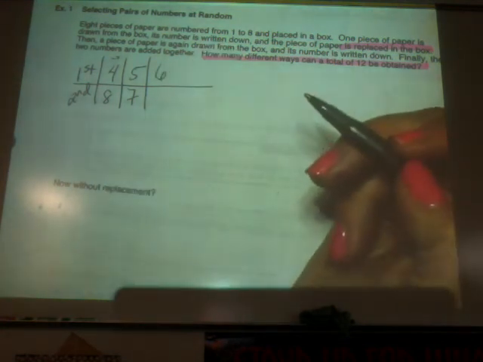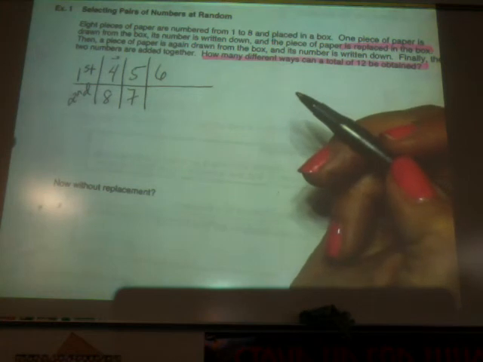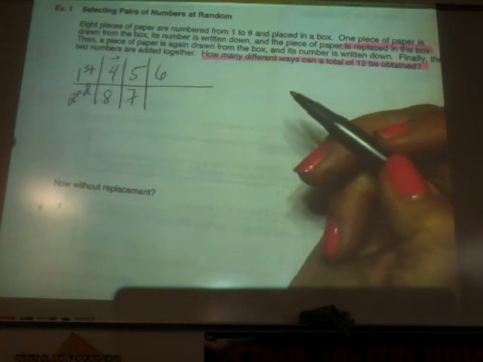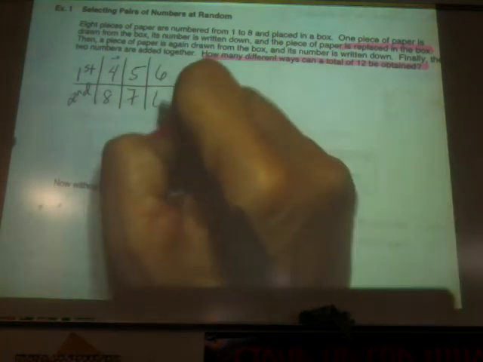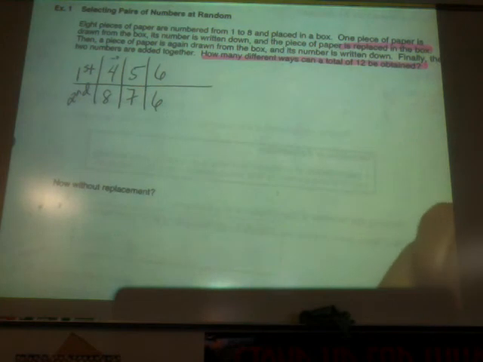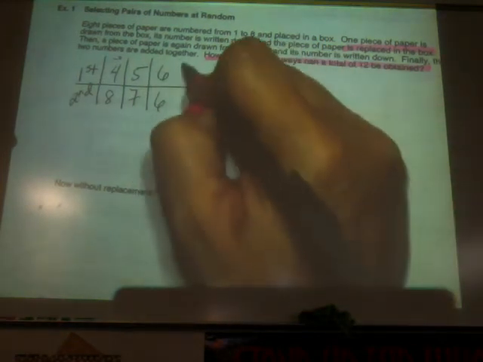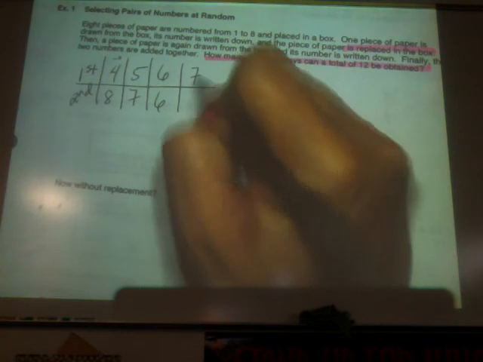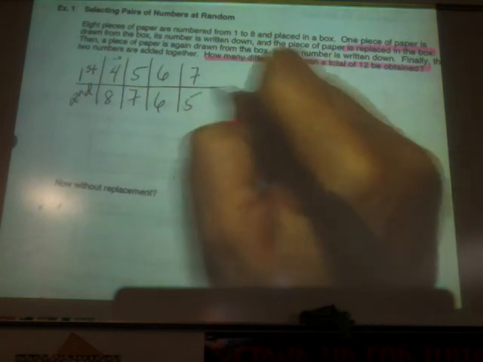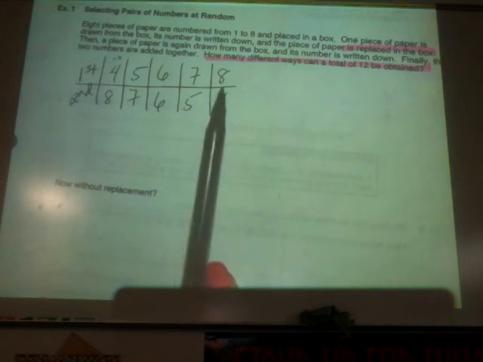Now this is important. I can replace the number back, right? So can I draw the 6 again? Yes. Because of replacement, I can draw the 6 again. If we had no replacement, I would not be able to draw the 6 again, and 6, 6 would not be a possible combination, right? What about 7? My next number would be 5. And what about 8? And then that's my last number that I could draw, right?